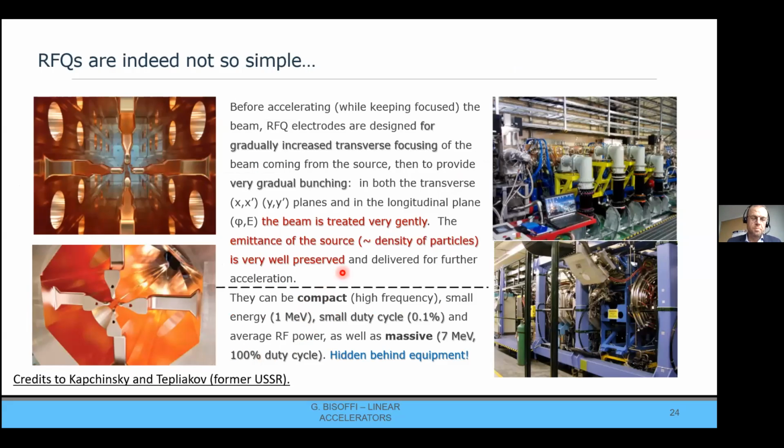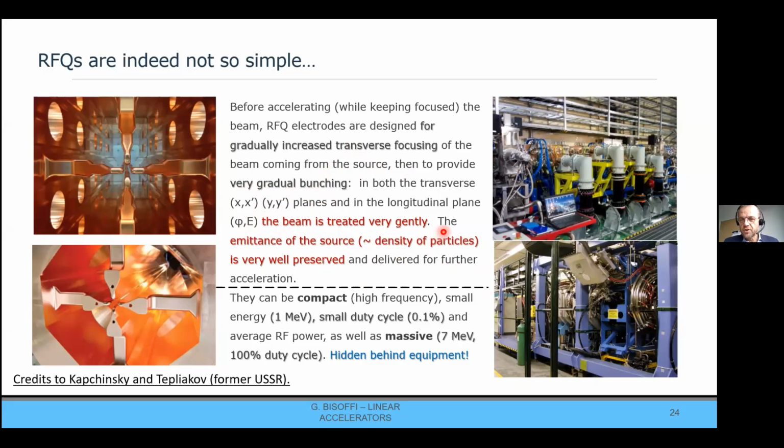As I said, it is more complicated than this. So before the acceleration along an RFQ, while keeping the beam focused, first of all, you gradually increase the transverse focusing. You do no acceleration at all, no bunching. You gradually increase the transverse focusing so that you can trap the beam very well inside the acceptance of the RFQ. And then you start your bunching, again, very gradually. So the beam is treated very gently in the phase spaces, x prime, y prime, and phi e of the RFQ, and then you start the acceleration.